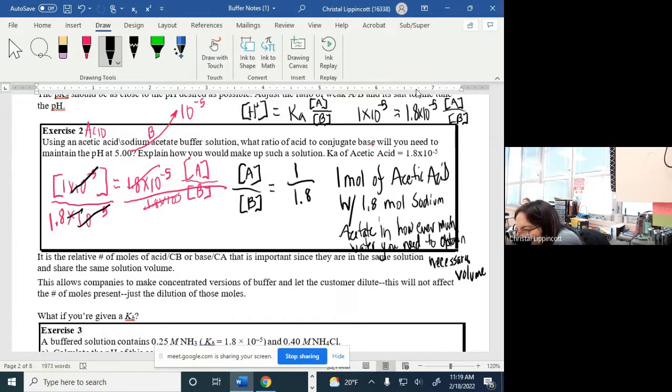I divided both sides by this. So divide 1.8 times 10 to the minus 5, and I divided the same thing over here. You see that? If I'm dividing this, you can put it in your calculator if you want, but you could also take that out, and that goes away too, because they divide out. So that leaves you with 1 over 1.8. So that's how we got our ratio of acid, which was the acetic acid, to base, which is the sodium acetate.